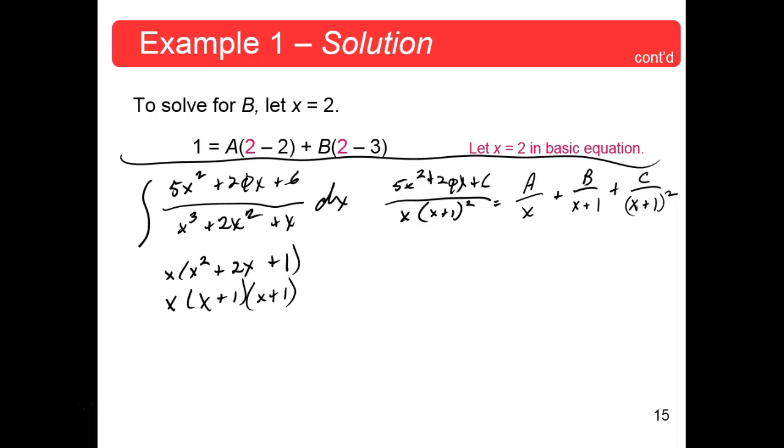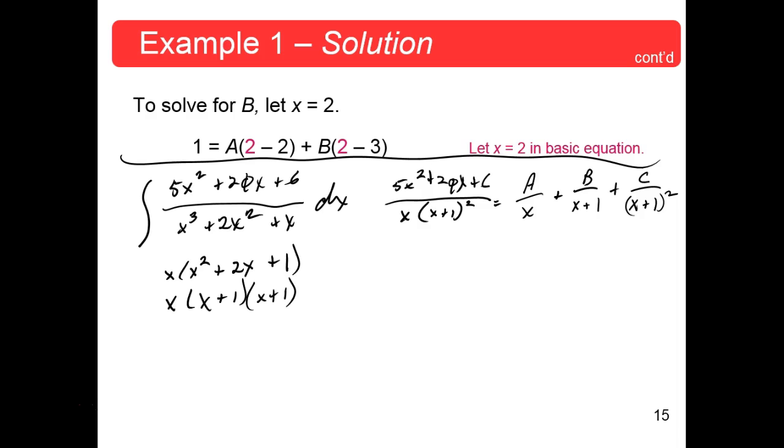So let's get back to where we were here. Once we set up what we started with as equal to some partial fraction breakdown, a constant over the first factor, plus a constant over the second factor, plus another constant over the product of those two factors, x plus 1 squared, once we write that step down, what's our next step?